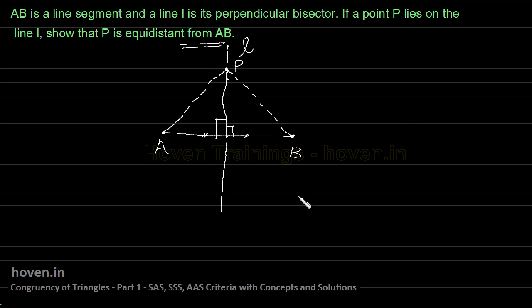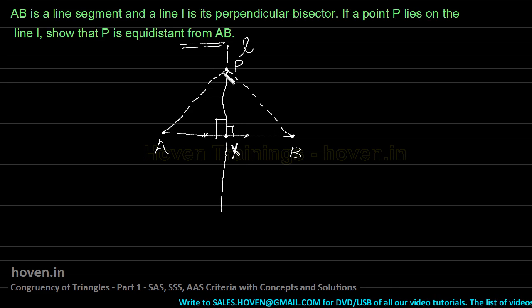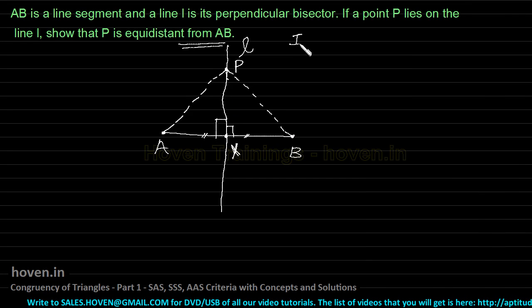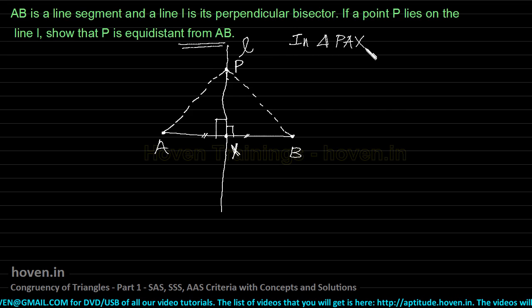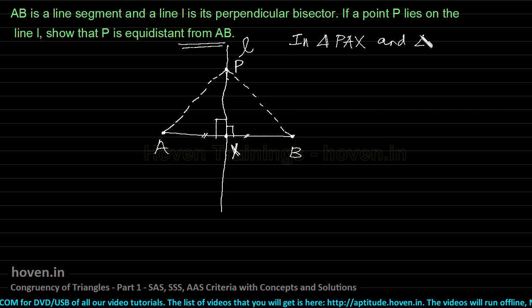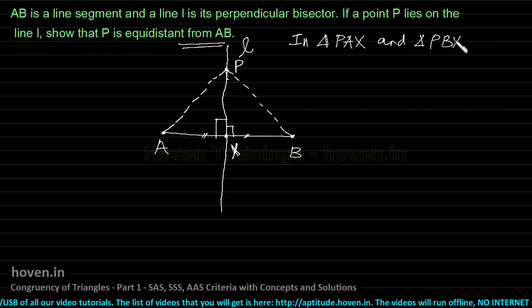On the face of it, this might look difficult, but let us see from the perspective of congruency, and let me mark this point as X. Now it is all about observation. Let us observe this triangle and this triangle. We have two triangles. I will write the steps for your clarity. In triangle PAX and triangle PBX, we have two triangles.